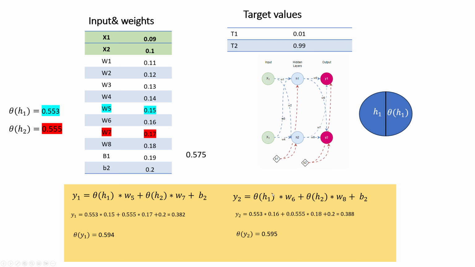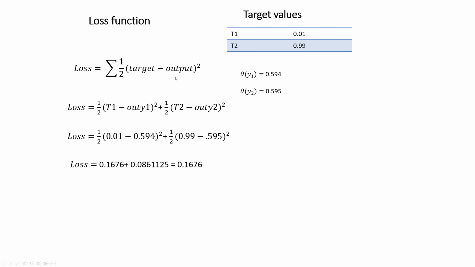For calculating the loss, I use this simple equation: the summation of one half of the target minus output, squared. This 2 means the number of classes. For instance, I have two classes here, so the loss is T1 minus output y1, T2 minus output y2, and this is the loss. It's easy to calculate. So this is the loss function of my network.